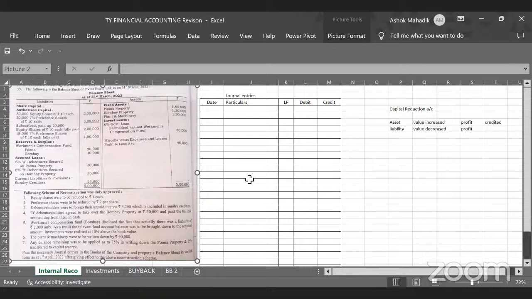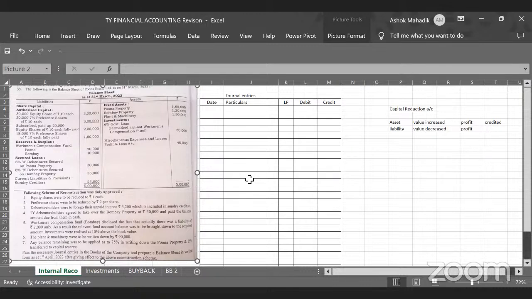Now look at the first adjustment. What it says: equity shares were to be reduced to one each. It means their value of 10 rupees per share will be considered as rupee 1. So they are sacrificing 9 rupees. For the company, share capital is a liability. So now the liability is reduced, so the company has made a profit, isn't it? So capital reduction account will be credited. Are you getting this, students?